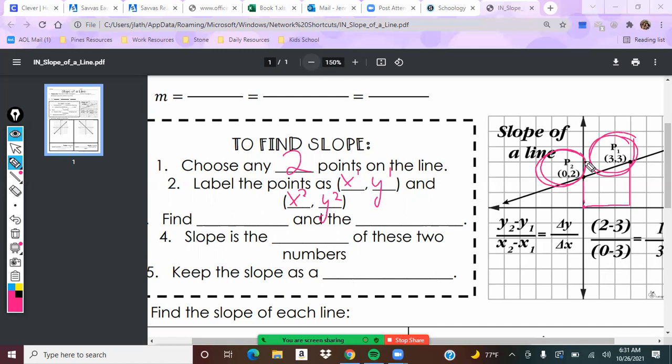Then you're going to do Y2 minus Y1, and you're going to do X2 minus X1. All right. And then they love to use that word ratio. And you keep that slope as a fraction.